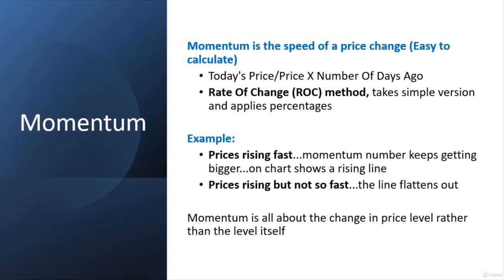So for example, if prices are rising fast, the momentum number that you can use as an indicator is going to keep getting bigger. And on a momentum chart, and we'll see some examples of that later in this section, it's going to show a rising line, right? If you see a rising line, that shows prices are rising fast. If the prices are rising, but not so fast, the line will start to flatten out, right? You're going to see that line not be as steep. It's going to start to flatten out as prices are rising, but not that fast.